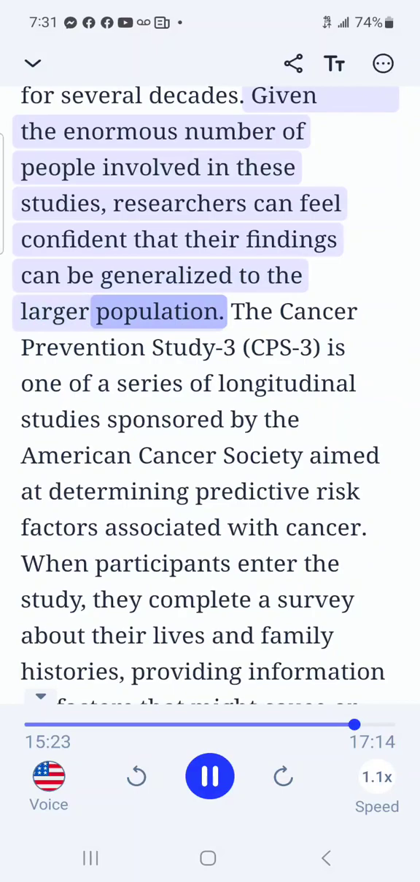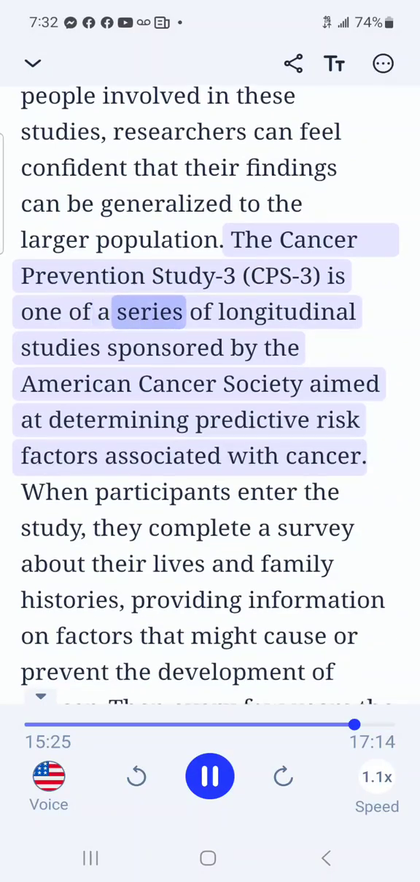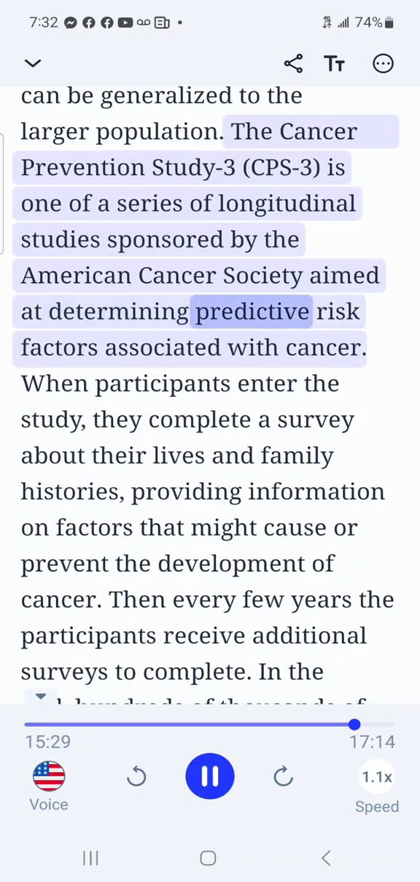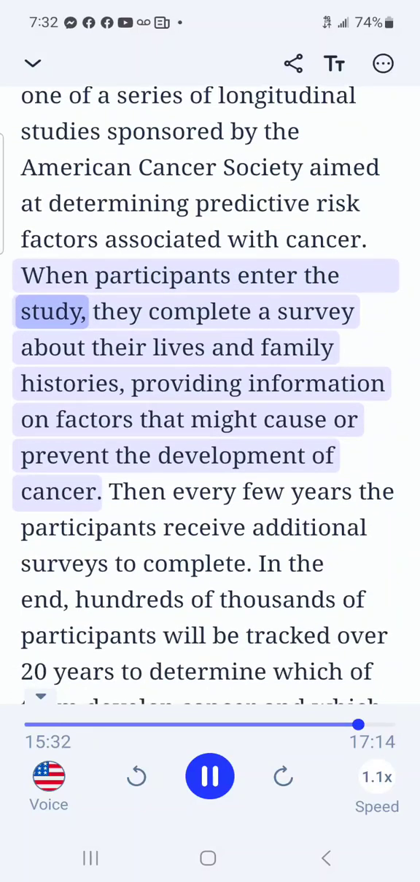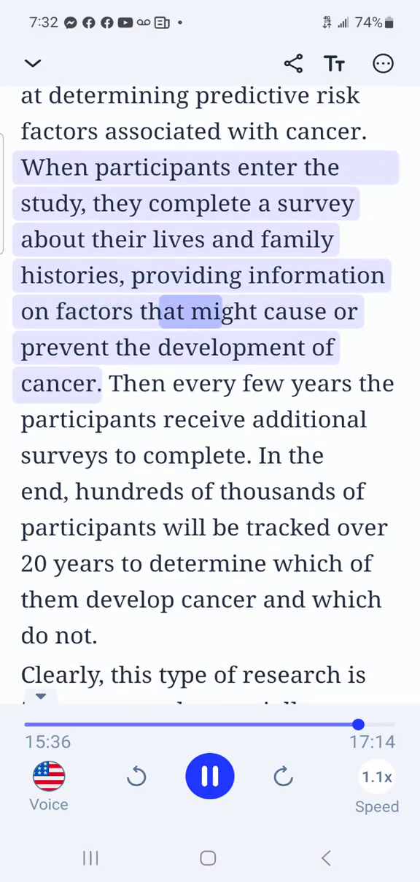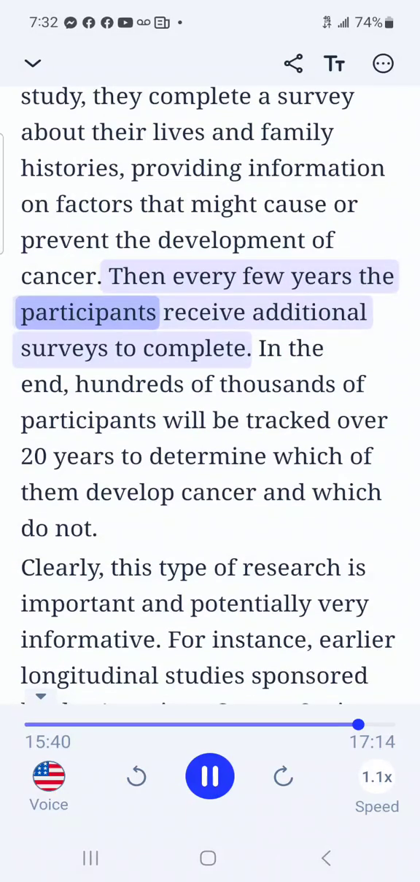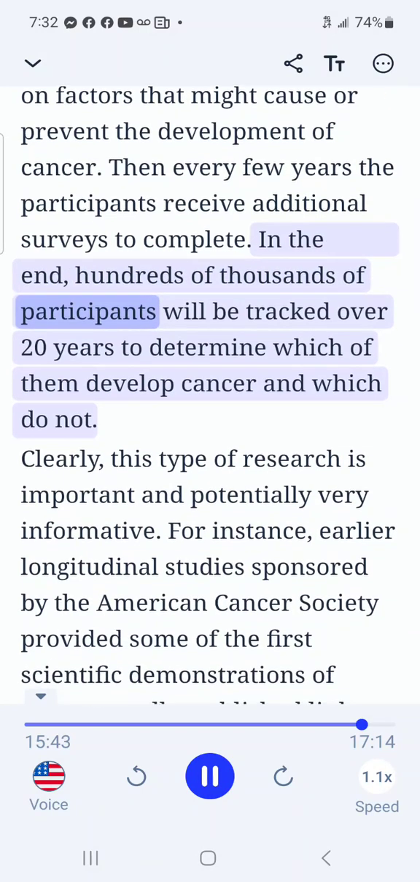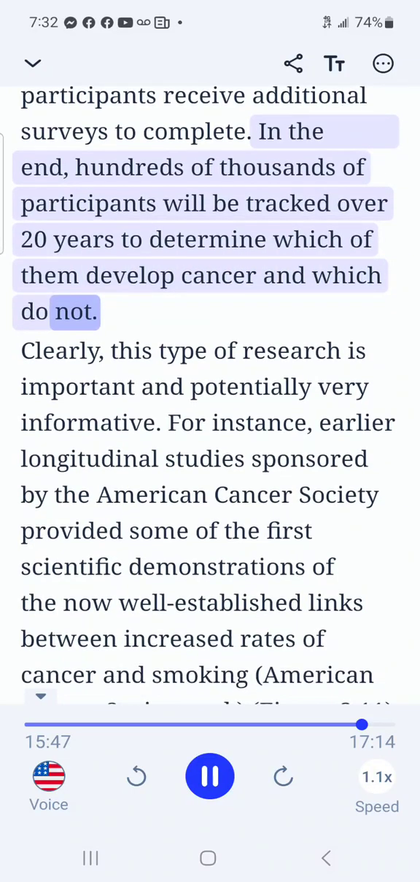The Cancer Prevention Study 3, CPS-3, is one of a series of longitudinal studies sponsored by the American Cancer Society aimed at determining predictive risk factors associated with cancer. When participants enter the study, they complete a survey about their lives and family histories, providing information on factors that might cause or prevent the development of cancer. Then every few years the participants receive additional surveys to complete. In the end, hundreds of thousands of participants will be tracked over 20 years to determine which of them develop cancer and which do not.